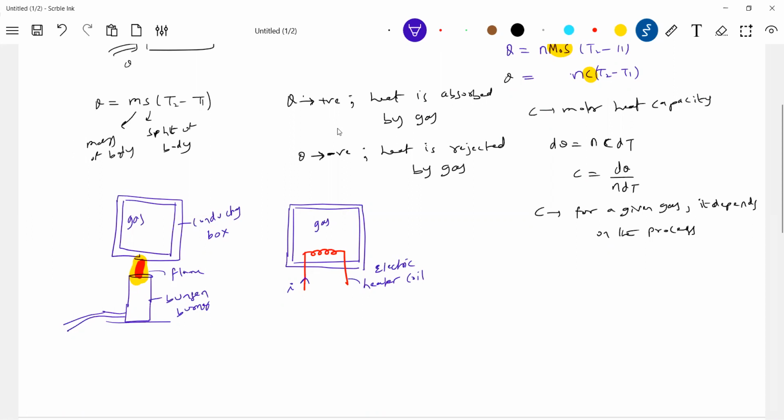Like this we can supply or extract heat also. Extracting means I bring a cold body in contact, so the gas can exchange heat with the surroundings. Suppose the temperature of the gas is higher than the surroundings, then heat will flow through the walls of the container, so it is giving out heat. In this way, Q is what we supply to or take from the gas.